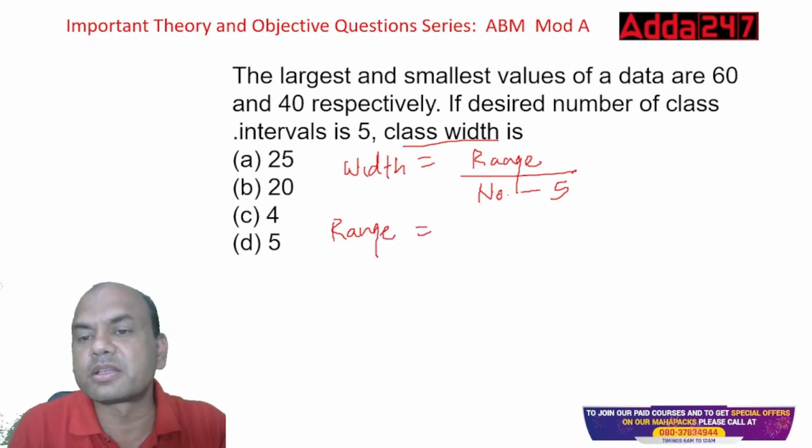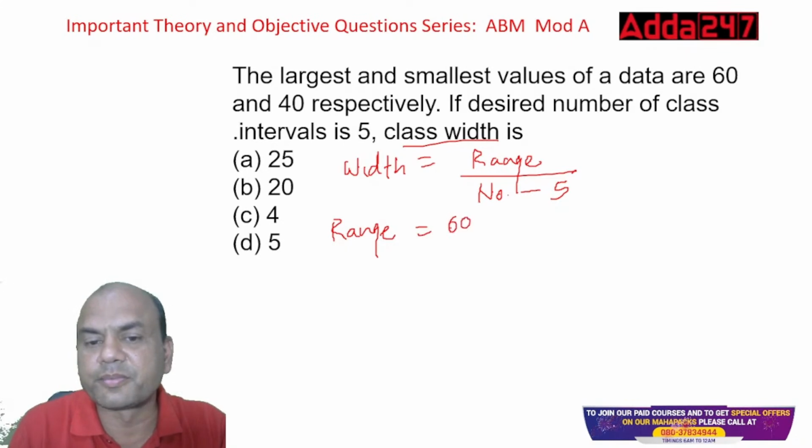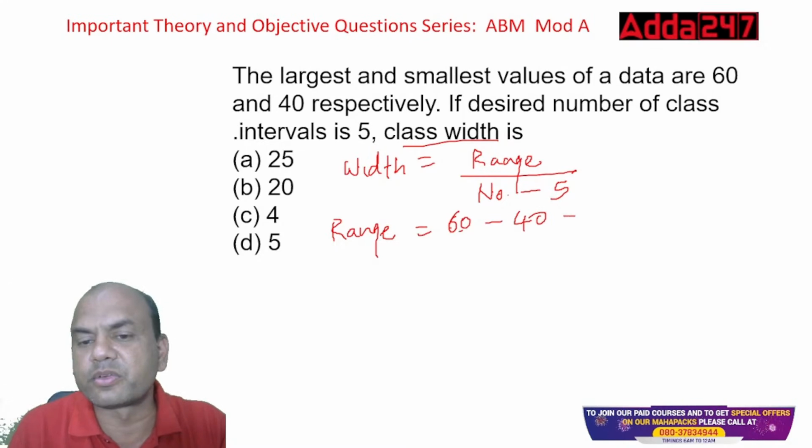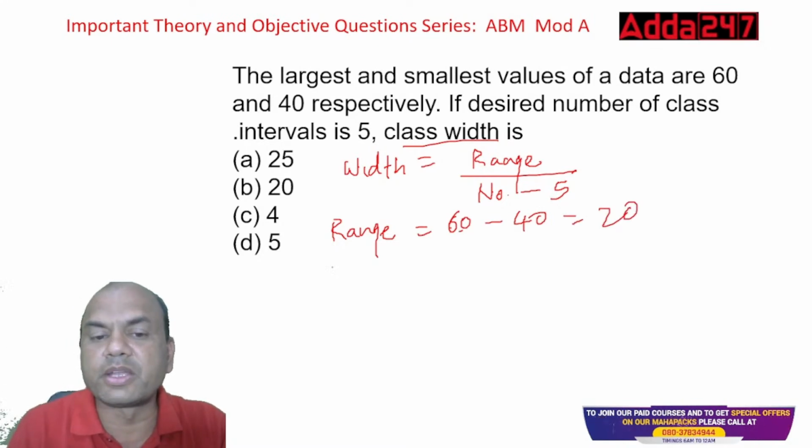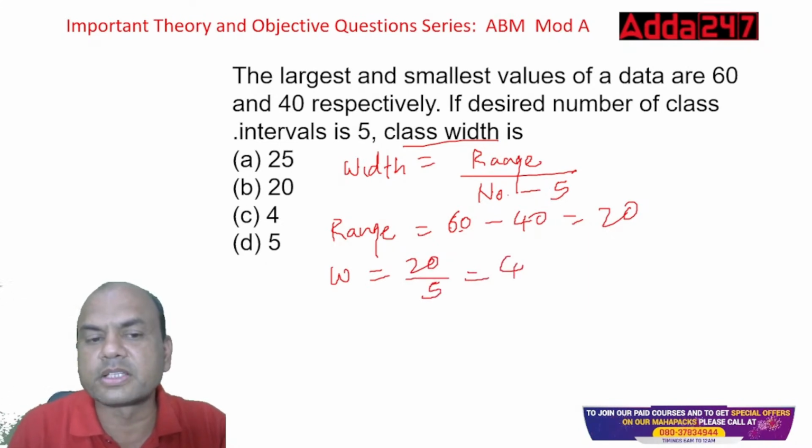What is the highest number? 60. See here, largest and the smallest value. So 60 minus lowest 40. So 60 minus 40, that is 20. So what is my width now? Width equals 20 upon 5. So that is equal to 4. Okay, so this is my answer.